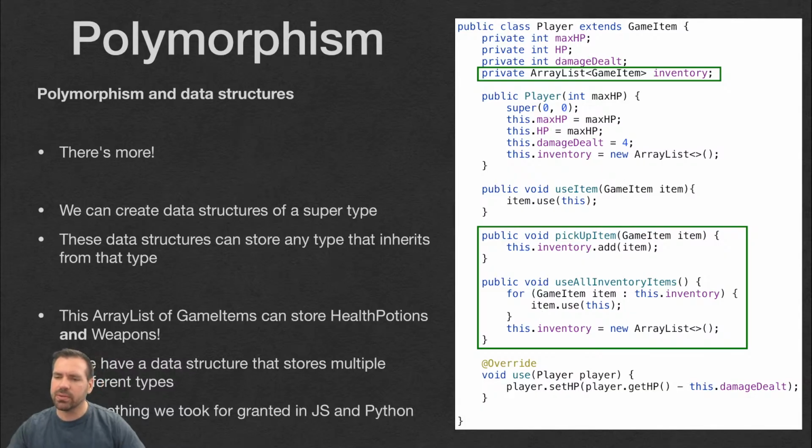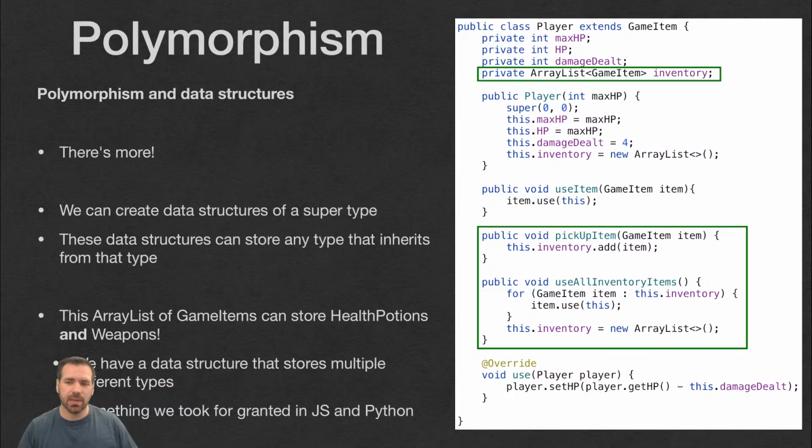So when we use these super types, when we use these variables of type game item, everything in the player class, like a player's not going to know what a health potion is anymore. It's only going to know about game items. So whenever we're working with game items, when we're calling use item, pick up item, use all inventory items, storing things in our inventory, it's all game item type, meaning that we can only call methods that are known to the game item class.